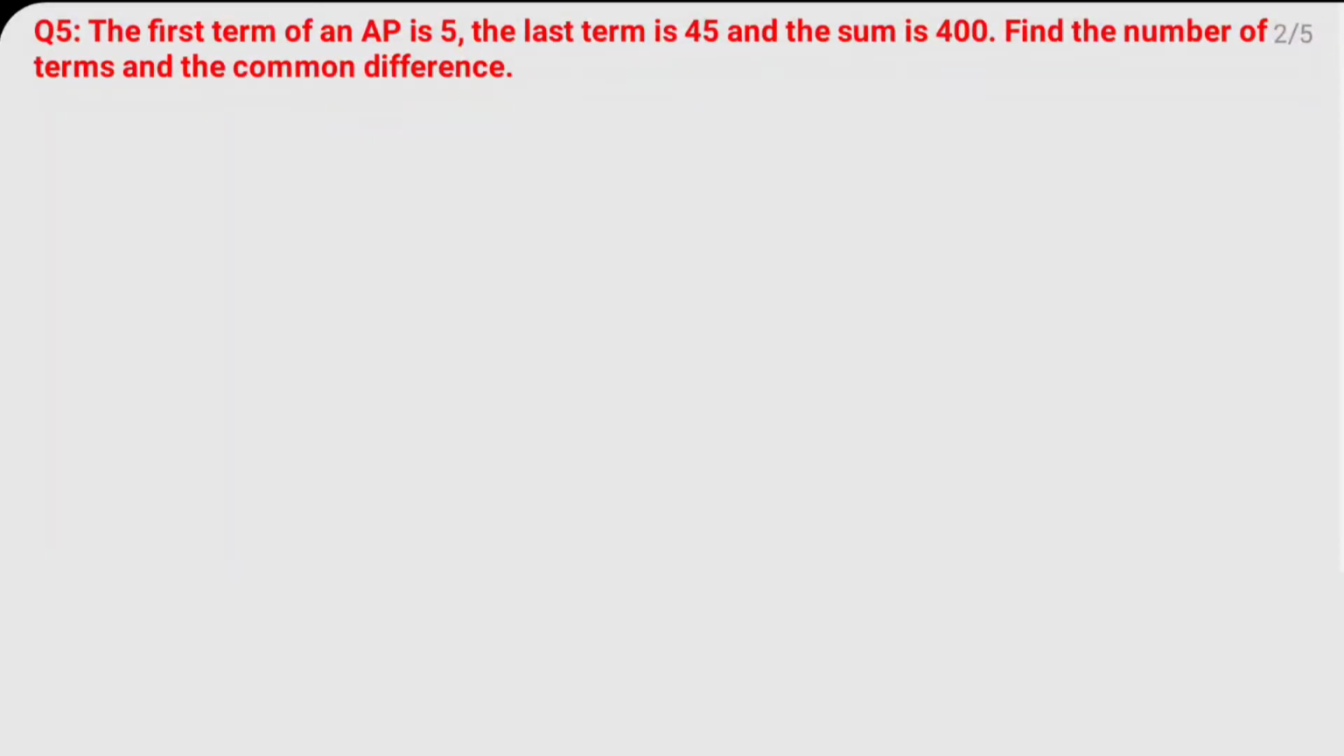The first term of an AP is 5, the last term is 45 and the sum is 400. Find the number of terms and the common difference. So here they have given the first term is 5 and the last term L, or an, is 45 and their sum Sn they have given, and we want to find out the number of terms, meaning n, and the common difference d here. So let me solve here.